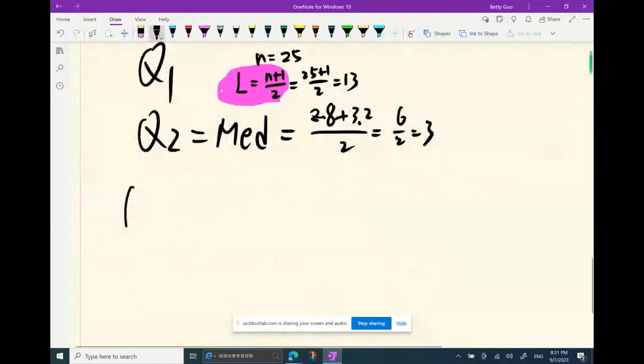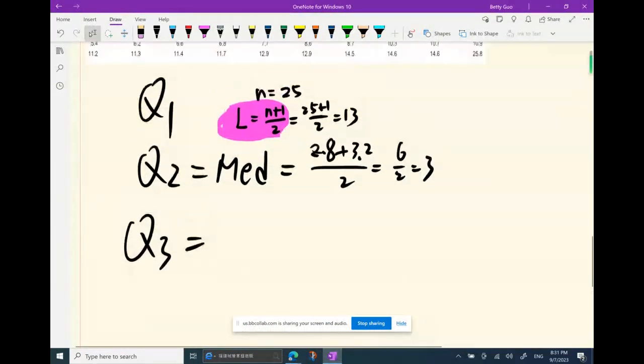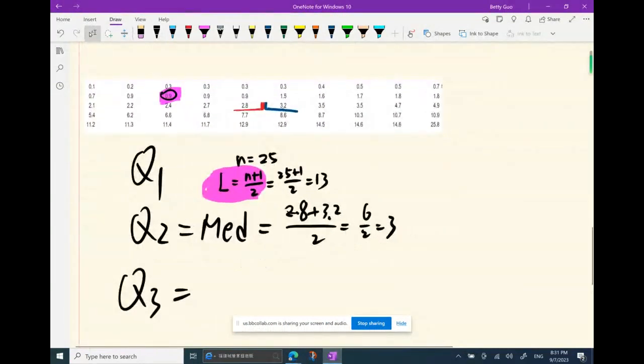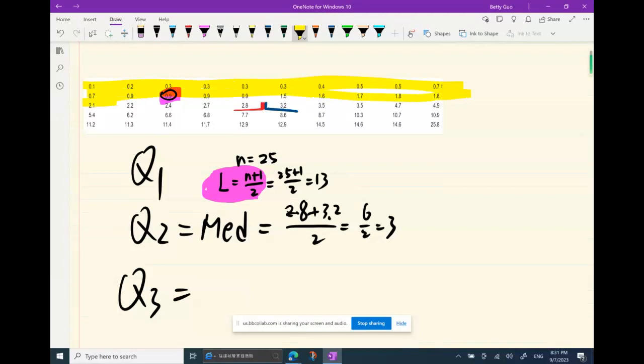And how do we find the Q sub 3? Remember, Q sub 3 is the median of the upper half. What is the upper half? The lower half is in yellow. I don't know if you can see the color. All the values before the 28. And I can color the upper half in orange. Yeah, that color is better.